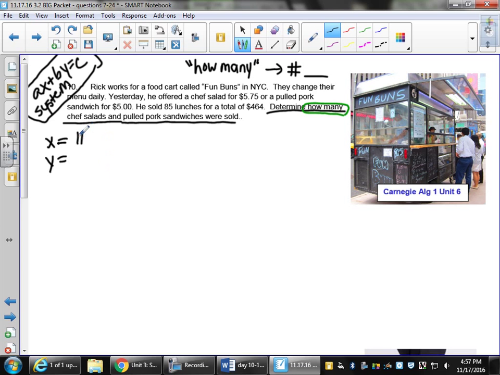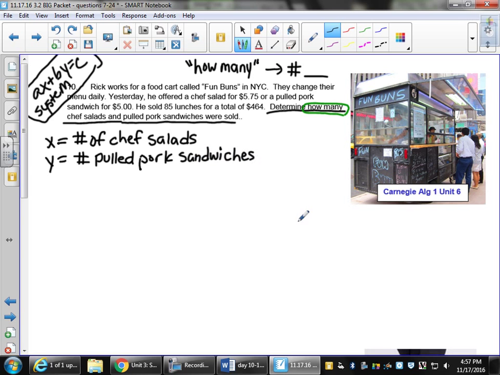So x will be number of, what's the first item it says? Determine how many chef salads. So number of chef salads. And then what's the other item he's selling? Number of pulled pork sandwiches. y equals number of pulled pork sandwiches. Oops, not sad, sandwiches. There we go.